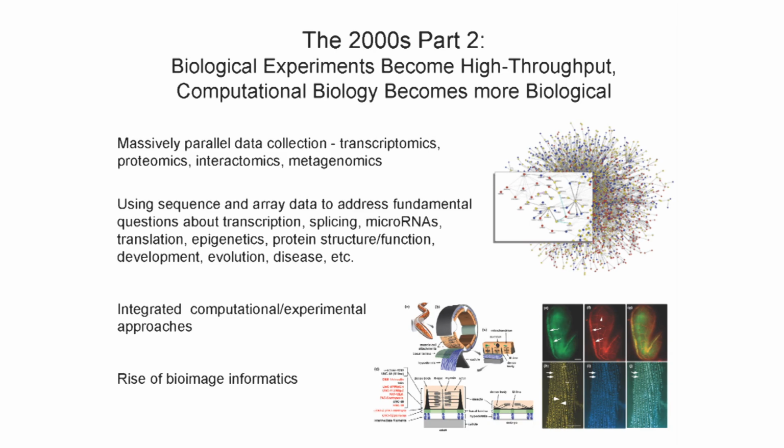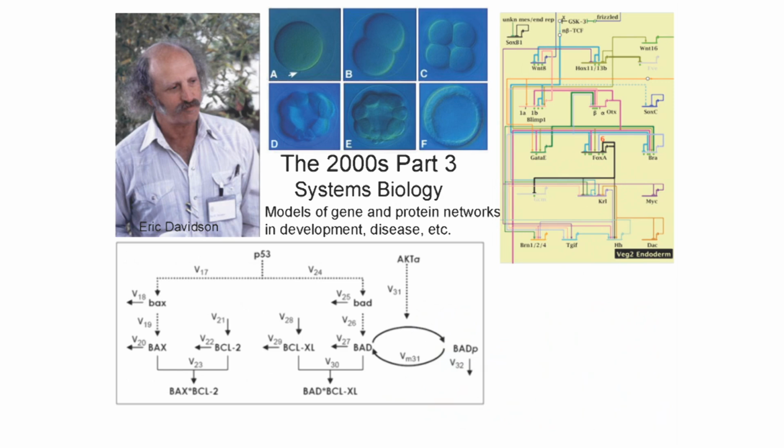Bioimage informatics, particularly for developmental biology, became popular and continues to be an emerging area. Systems biology was also born around 2000, roughly. A very prominent example would be the development of the first gene regulatory network models that describe sea urchin development, by Eric Davidson, as well as a whole variety of models of other gene networks in the cell that control things like cell proliferation, apoptosis, et cetera.